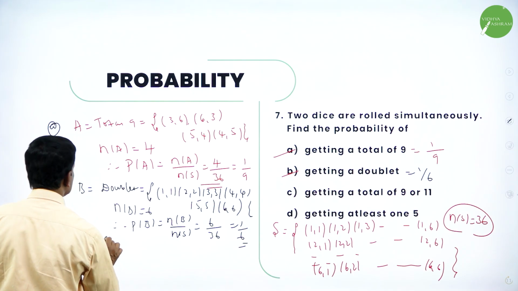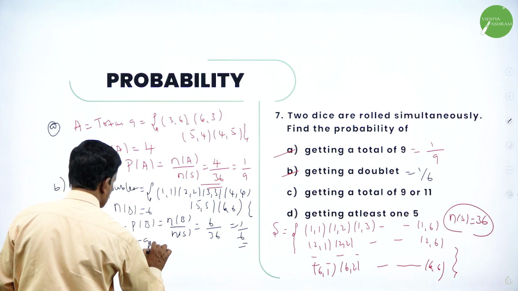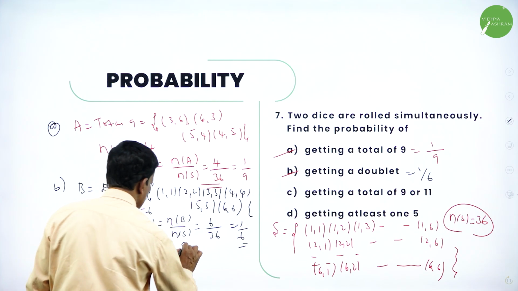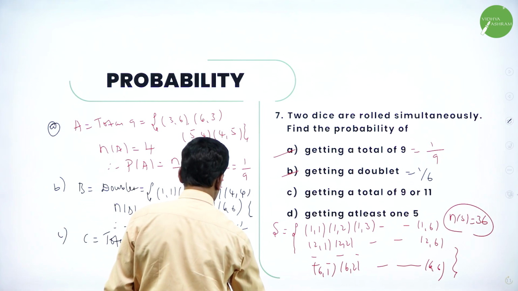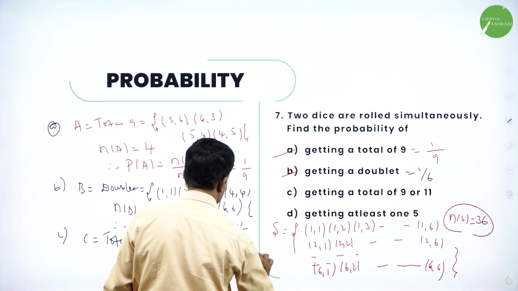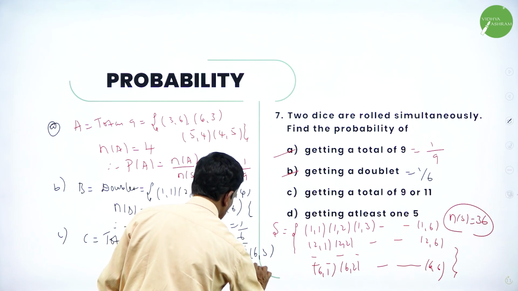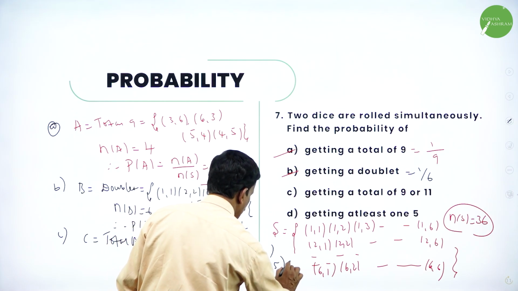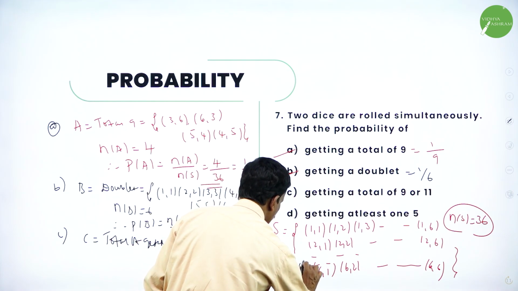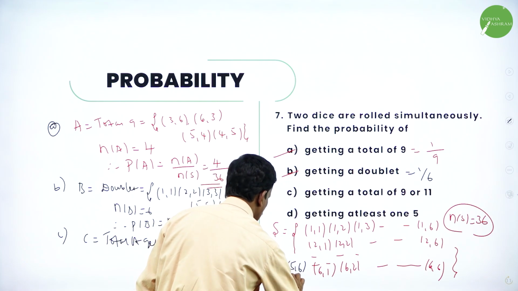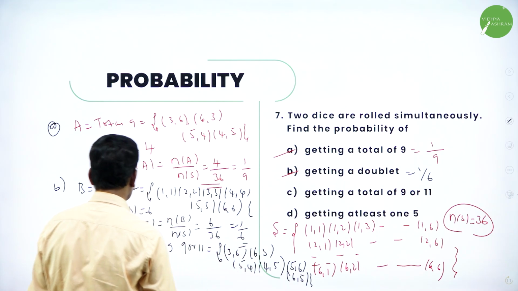So the third one, let us call it C. C is equal to the total of getting 9 or 11, which is equal to 3, 6, 6, 3, again 5, 4 and 4, 5, and 2 more. So 11 means 5 and 6, 5 plus 6 is 11, and again 6, 5. So how many are there? 1, 2, 3, 4, 5, 6 events are there.